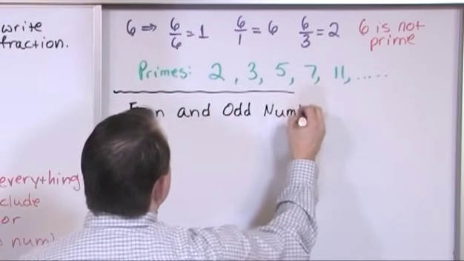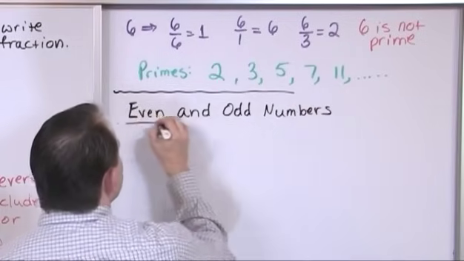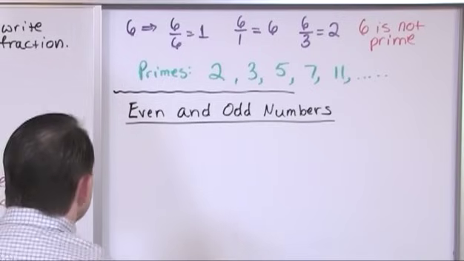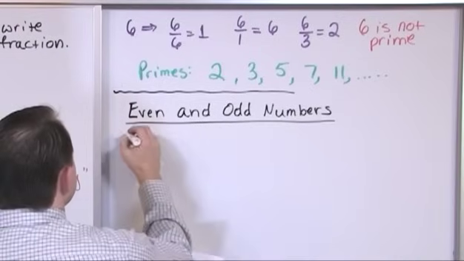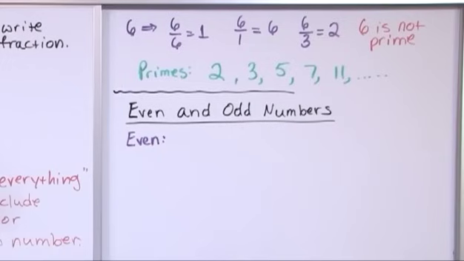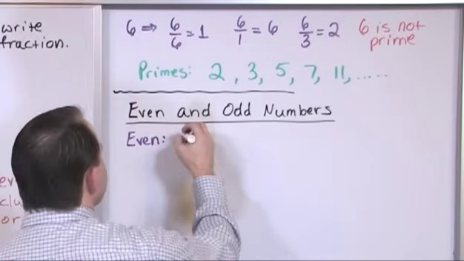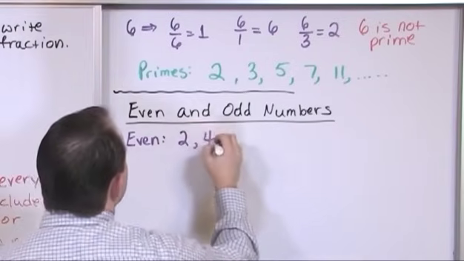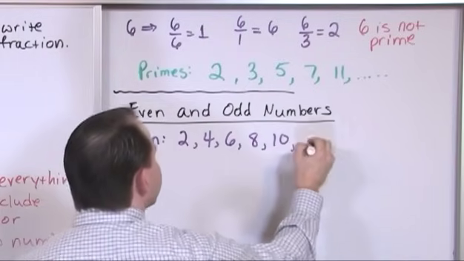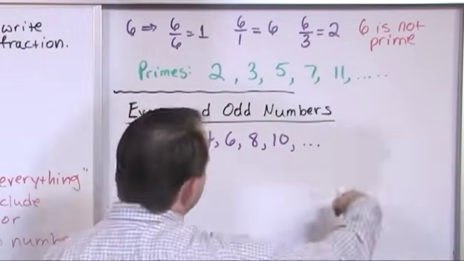A lot of you may already know what even and odd numbers are, but if you don't, it's a super, super easy concept to understand. If you're looking at even numbers, basically these are the numbers that are divisible by 2. So you're counting by 2: 2, 4, 6, 8, 10, counting by 2s, dot, dot, dot, 12, 14, 16, on and on and on.